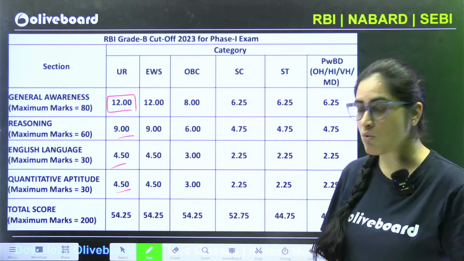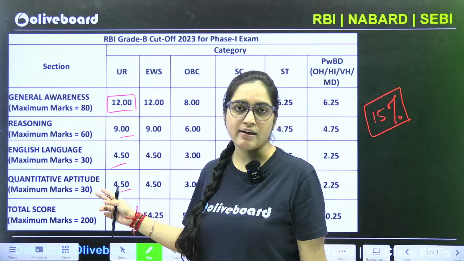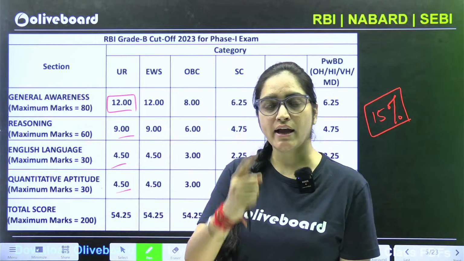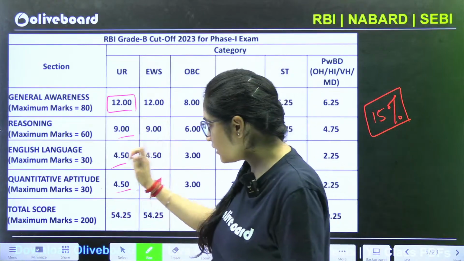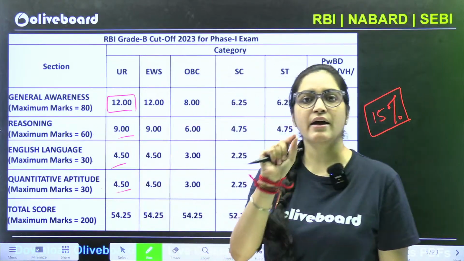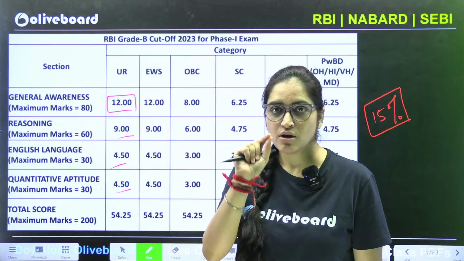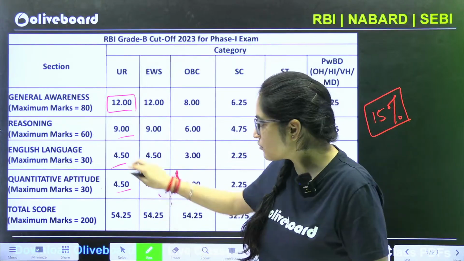If you are weak in quant, just attempt one DI. If you are able to attempt even one DI, you will be through. If you are weak in reasoning, just attempt reasoning questions. You have to get just 9 marks out of those 60 marks.